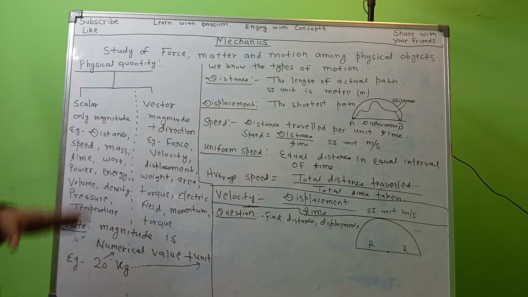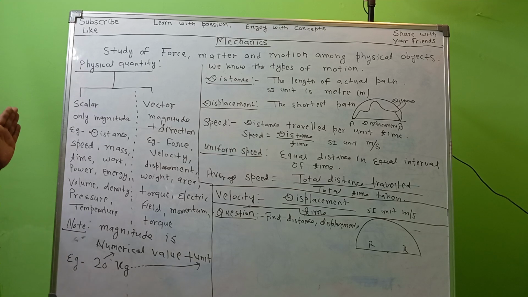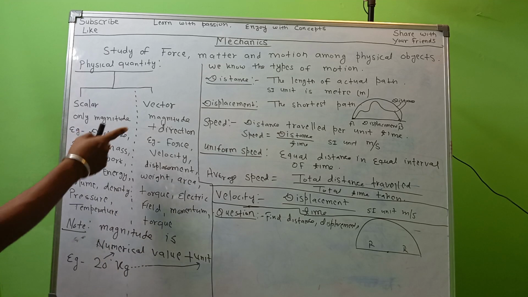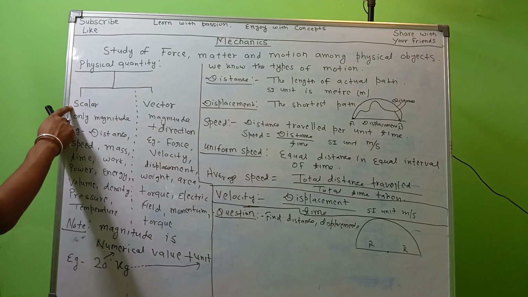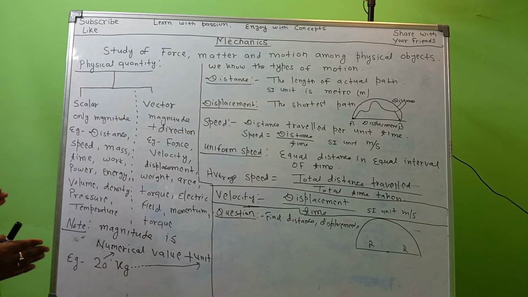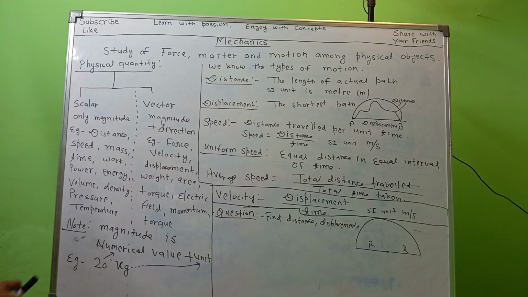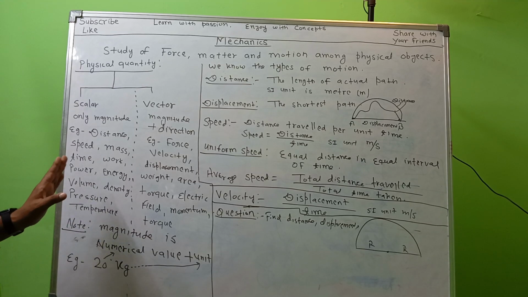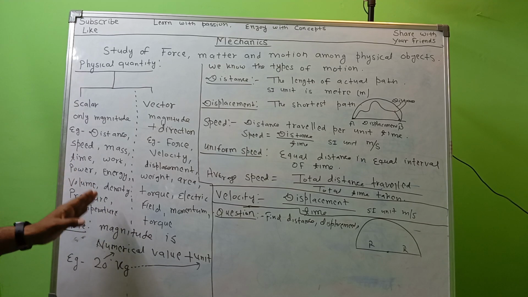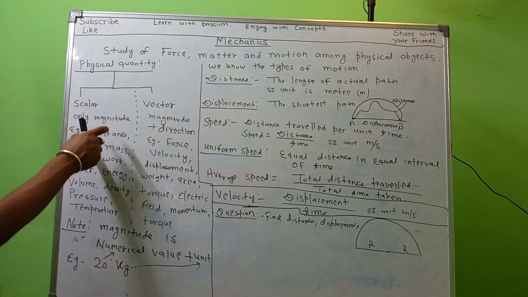Let's study about physical quantity. Physical quantity is classified into two parts, scalar and vector. What is scalar quantity? Scalar quantity has only magnitude, like mass, speed, time, work, power, energy, volume, density, pressure, temperature. All of these come under scalar quantity.